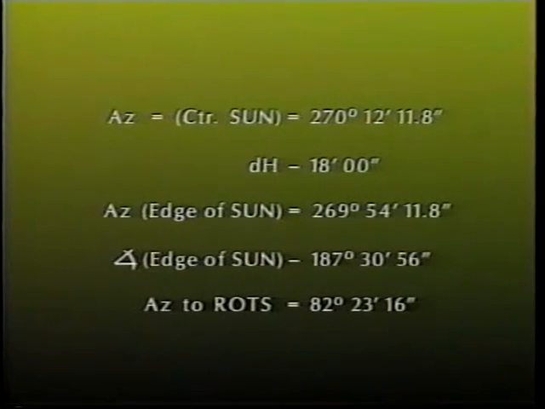Now let's take a look at the display and start at the top and compute each factor. First, we take the computed azimuth, the 270, 12, 11.8, then subtract the DH correction, the 18 minutes. This gives us the azimuth to the left edge of the sun, 269, 54, 11.8. From this, we subtract the angle measured at station Ruck from the left edge of the sun to station Rots, 187, 30, 56. This angle is given in the problem. All this results in the astronomic azimuth from Ruck to Rots, 82, 23, 16.